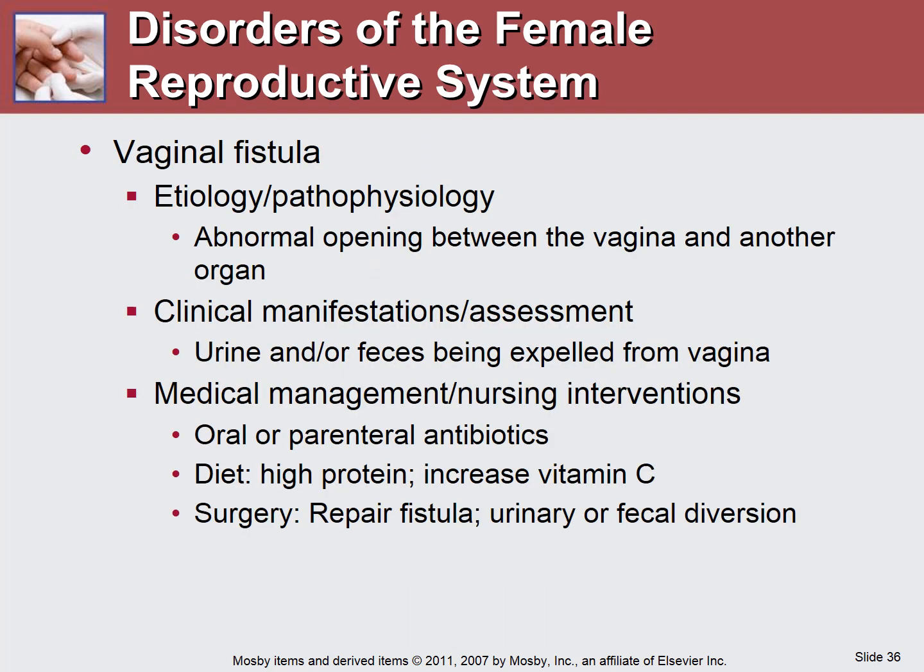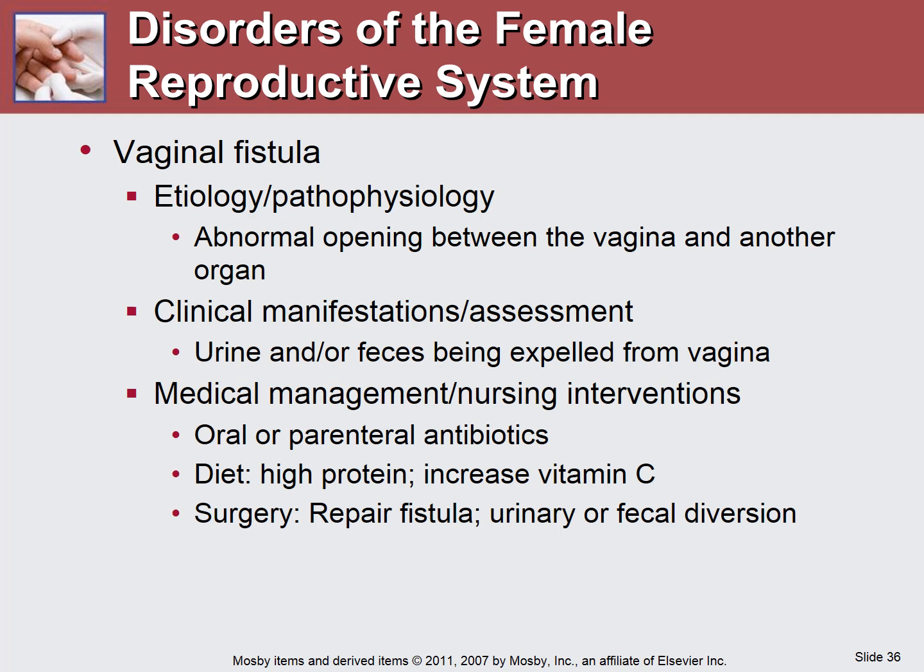Vaginal fistula is an abnormal opening between the vagina and another organ, and what you see is the urine and the feces being expelled from the vagina. So abnormal opening, right? If you have the intestines open into the vagina, then you're going to see things that are not usually there. So these patients are at really high risk for infection. That's why we give them oral or parenteral antibiotics, high protein, increased vitamin C, and of course we need to repair the fistula, right? Or try to divert the urinary or fecal entry.